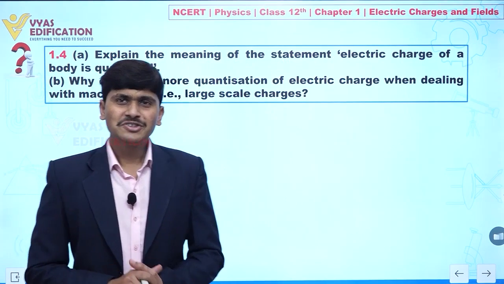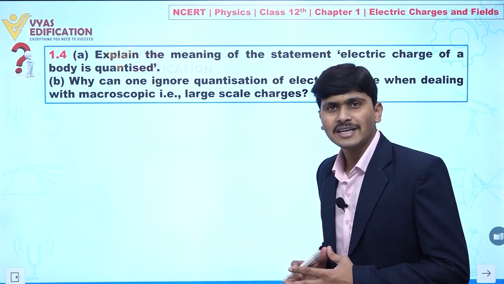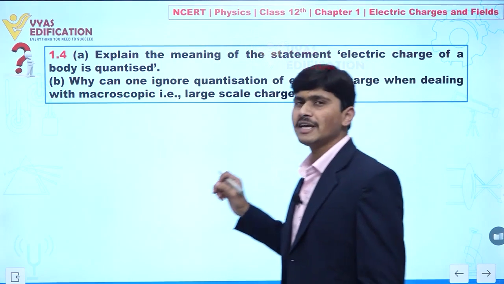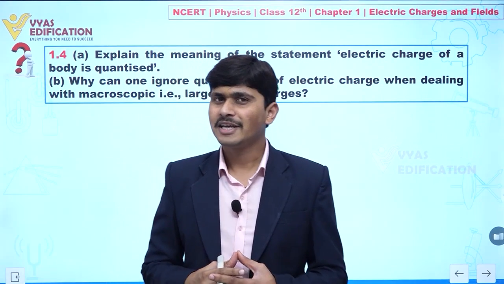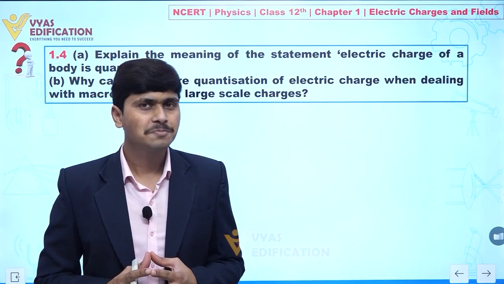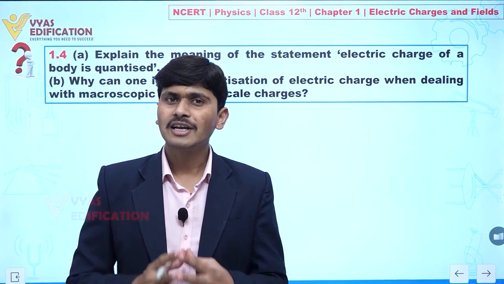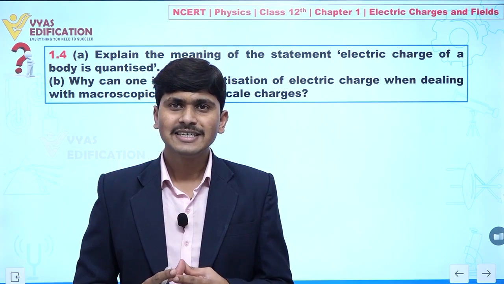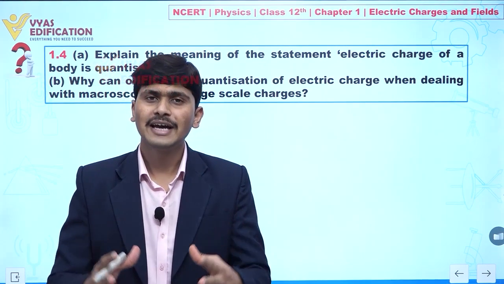Clear to everyone? Now dear students, we are going to discuss the next question. This is 1.4, and part 1 given in this question: explain the meaning of the statement that the electric charge of a body is quantized. Clear? So my dear students, what do you understand by the quantization of an electric charge? Quantization of an electric charge means the total charge present on a body is an integral multiple of a basic charge, that is the charge of an electron. Yes or no? That is known as quantization of an electric charge.